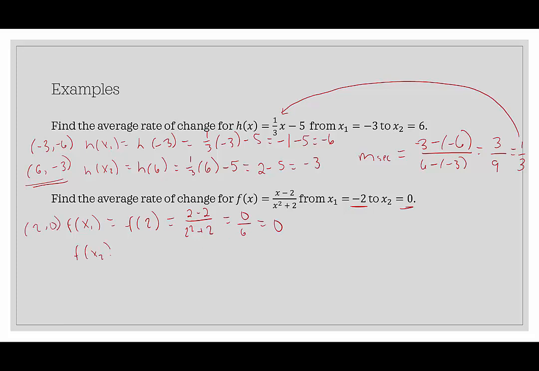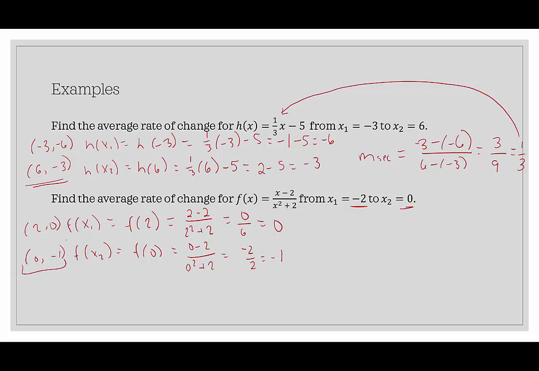For x sub 2, we are plugging in 0. So that would give us 0 minus 2 over 0 squared plus 2. That's going to be negative 2 over 2, which is negative 1. So now we have an ordered pair 0, negative 1.